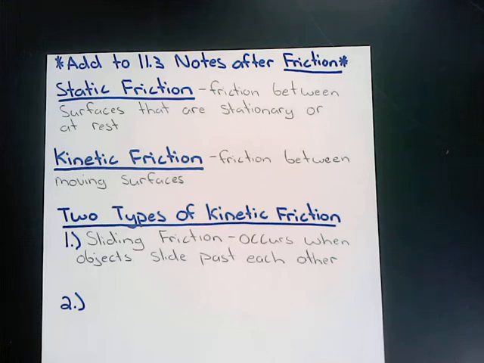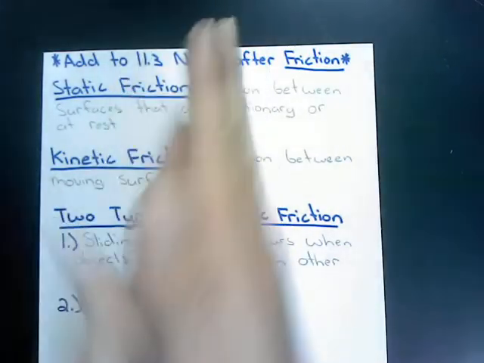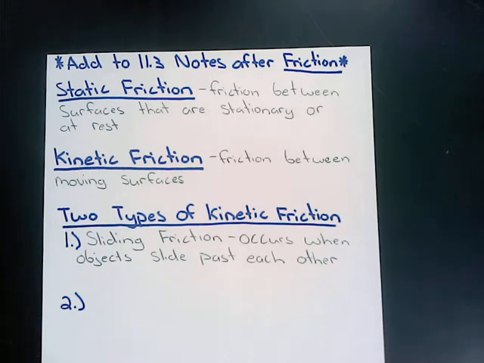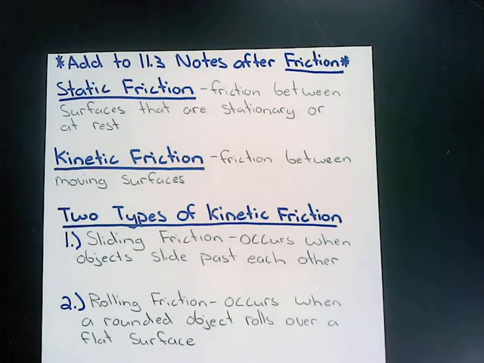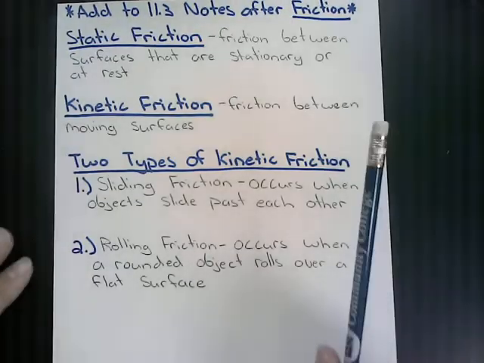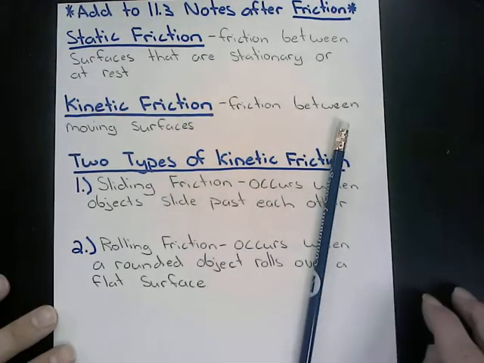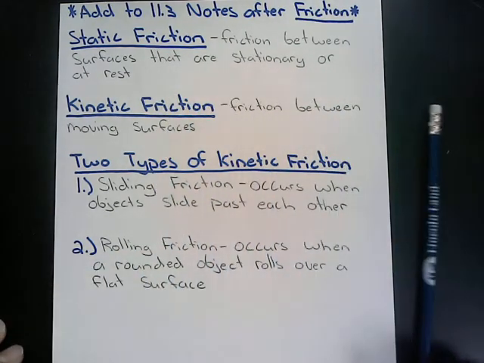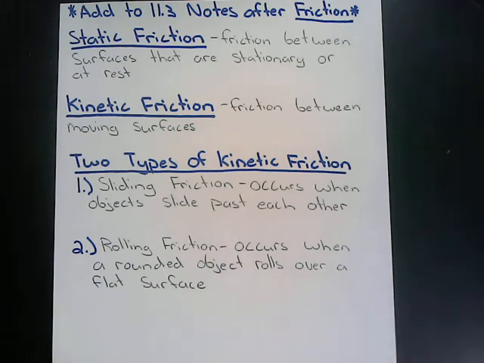And so a really easy example that you can do here with sliding friction is if you put your hands together and you rub them, you have your hands sliding past one another, and that is a form of sliding friction. The other type of kinetic friction is rolling friction. And rolling friction occurs when rounded objects roll over a flat surface. So let's take, for example, this pencil here. Again, it is rounded, and so when it rolls, it's going to roll over a flat surface, and it's going to have what we know as rolling friction.